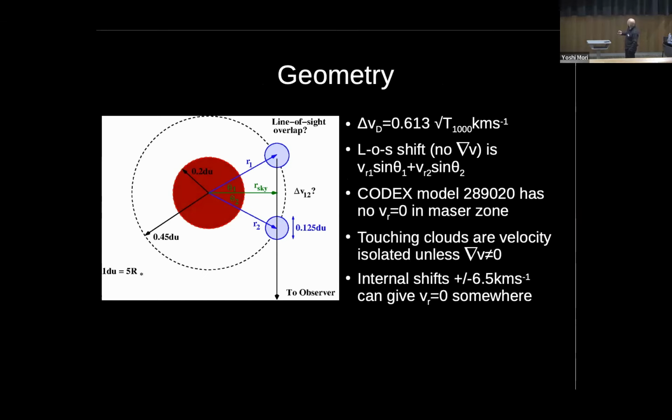But if you include a velocity gradient from the CODEX model actually within the cloud, then you can get an internal shift of up to about plus or minus 6.5 kilometers per second for the central value. So you could have some radial velocity zero somewhere, and you can get possible good zero shift lines of sight for perhaps a few places within the clouds.